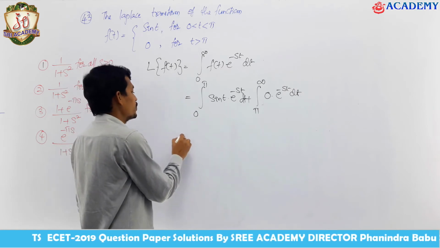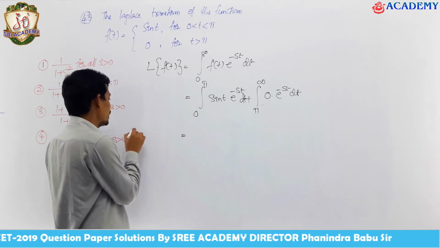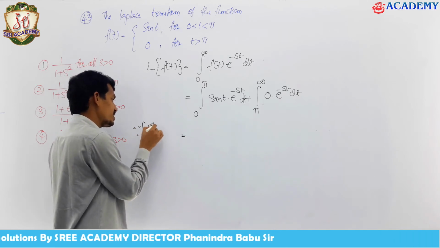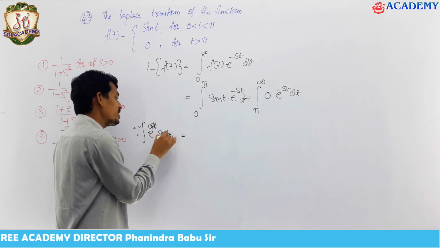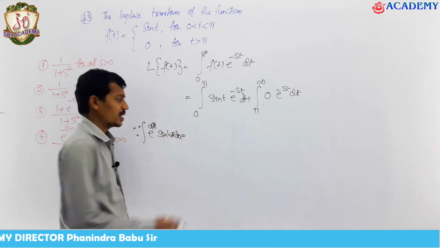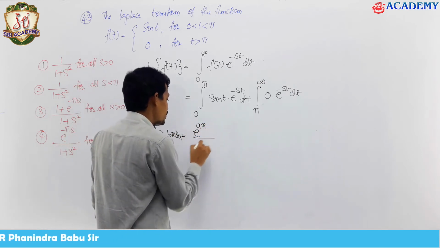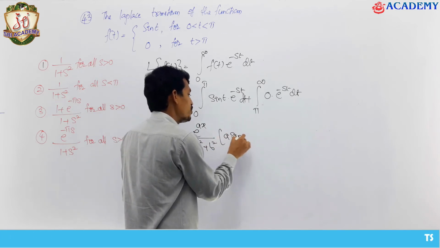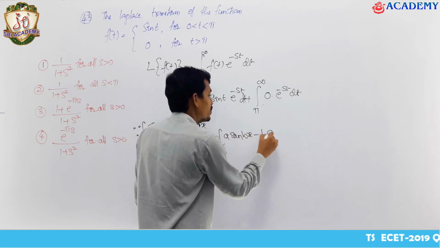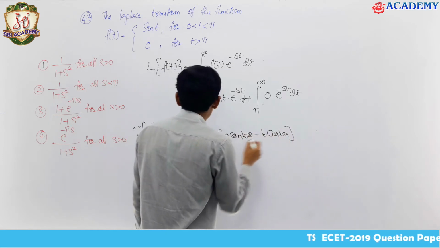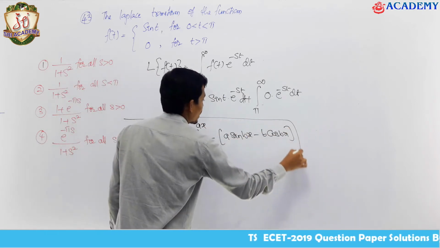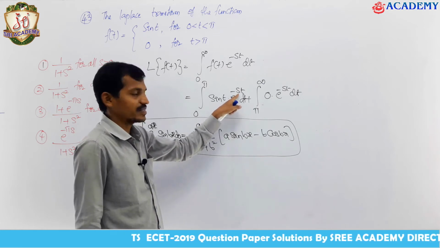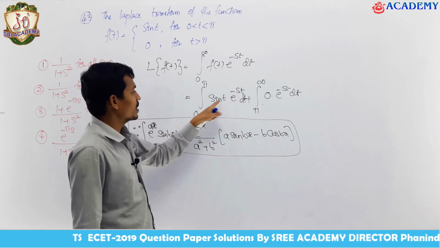We have a formula here: the integral of e power ax into sin bx dx equals e power ax divided by a square plus b square into (a sin bx minus b cos bx). Why? Because by parts you get this, which is said to be a reduction formula. Here in place of a we have minus s, and in place of b we have 1.